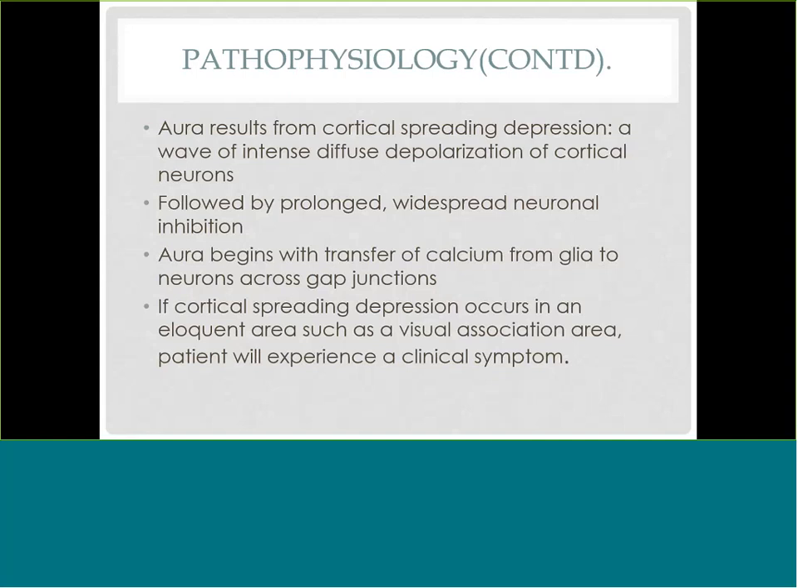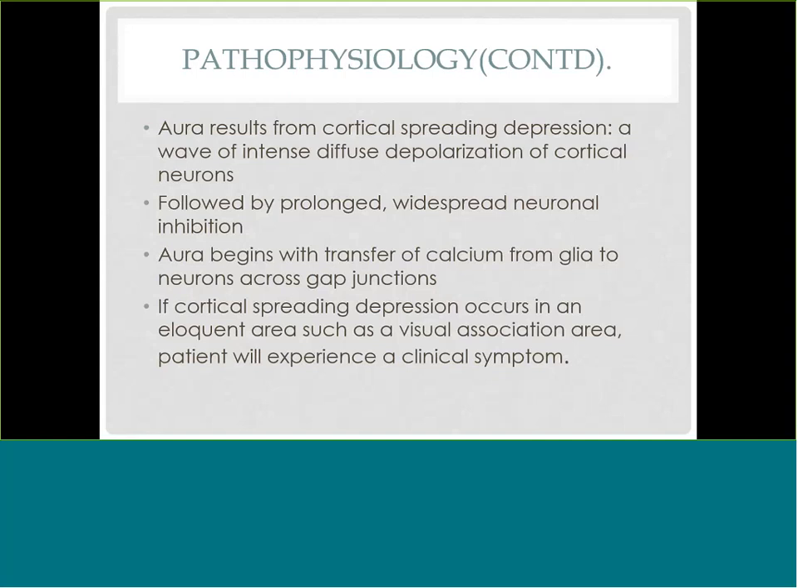So the pathophysiology of aura is that there is a cortical spreading depression. There's a wave of intense depolarization of cortical neurons. This is followed by neuronal inhibition, and when neurons are inhibited, they are no longer functioning well, and that's how you develop stroke-like symptoms that produce the clinical symptoms of aura.